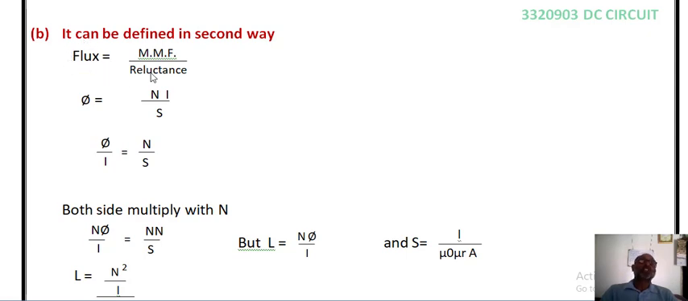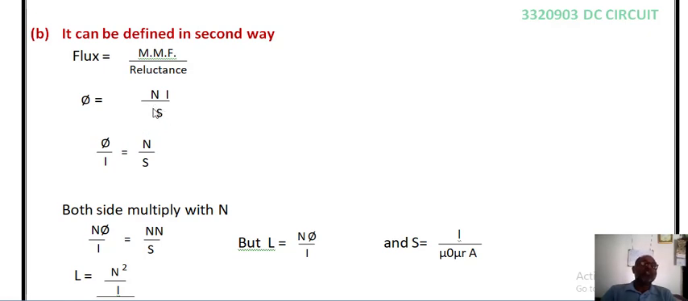So the flux phi is equal to MMF over reluctance. MMF is nothing but magnetomotive force. It is directly proportional to the number of turns of the coil and the current passing through this coil. Both are responsible for producing flux. If either is more, the flux is more, and it is directly proportional. And this flux is inversely proportional to reluctance, and reluctance is denoted by S.